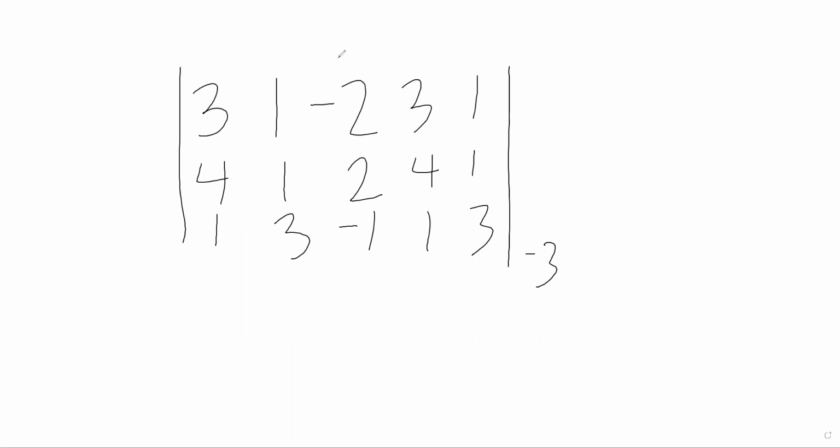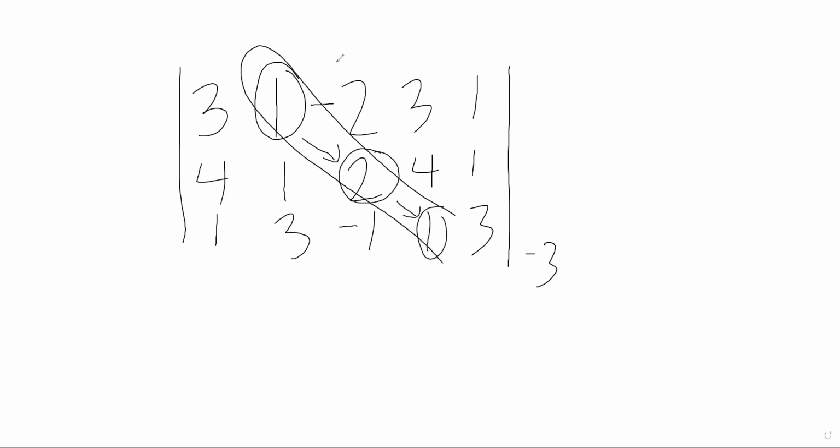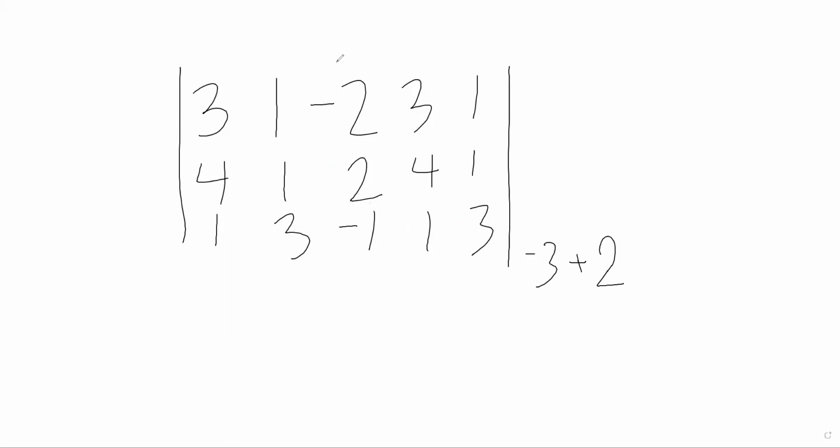Then we want to shift over to the right one to find our next diagonal. Find 1 times 2 times 1. That little thing there. 2 times 1 times 1 equals 2. So we got -3 plus 2. Then we got 1 more diagonal we need to find. There should be 3 diagonals going both ways when it comes to a 3 by 3.